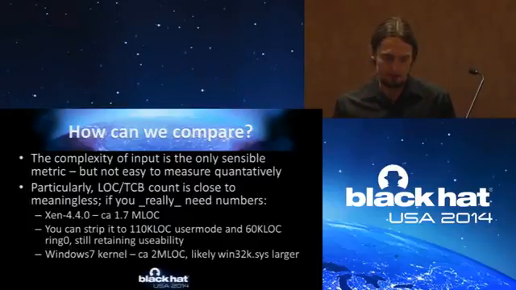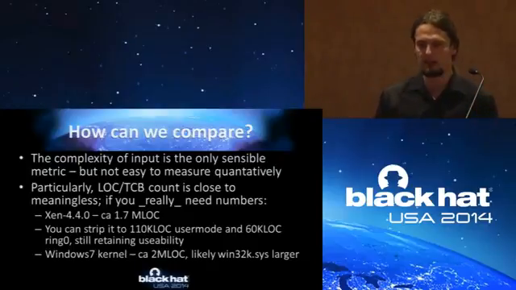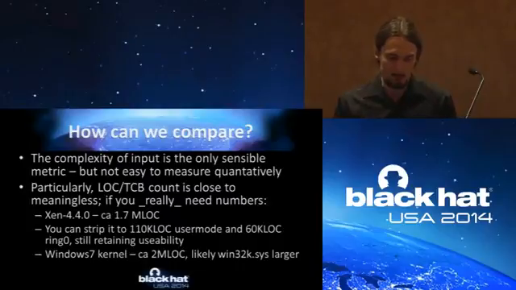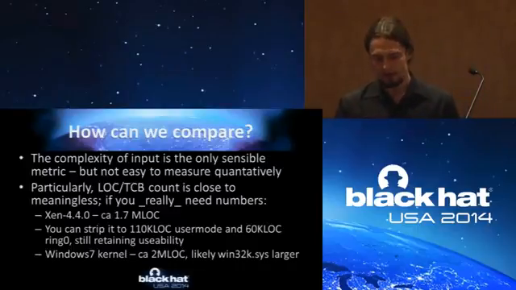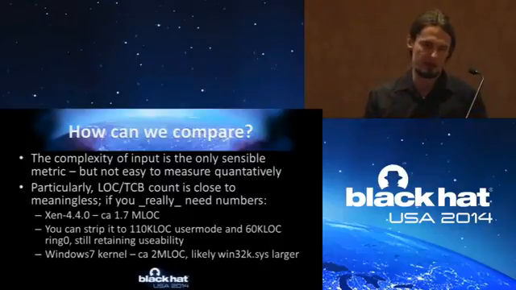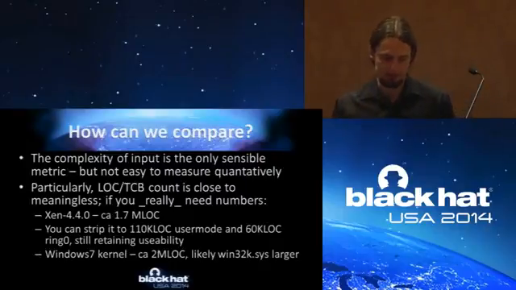It doesn't make sense because there is no easy way to determine what percentage of the code base really is devoted to handling the untrusted input. So again, the raw number doesn't tell you much. But if you really need this number, if you take for instance the Xen hypervisor, the latest version is about 1.7 million lines of code. But again, it's mostly bloat, and you can cut the fat, and you can strip it to about 110,000 lines of code in user mode and 60,000 lines of code in ring 0, still having very rich functionality.